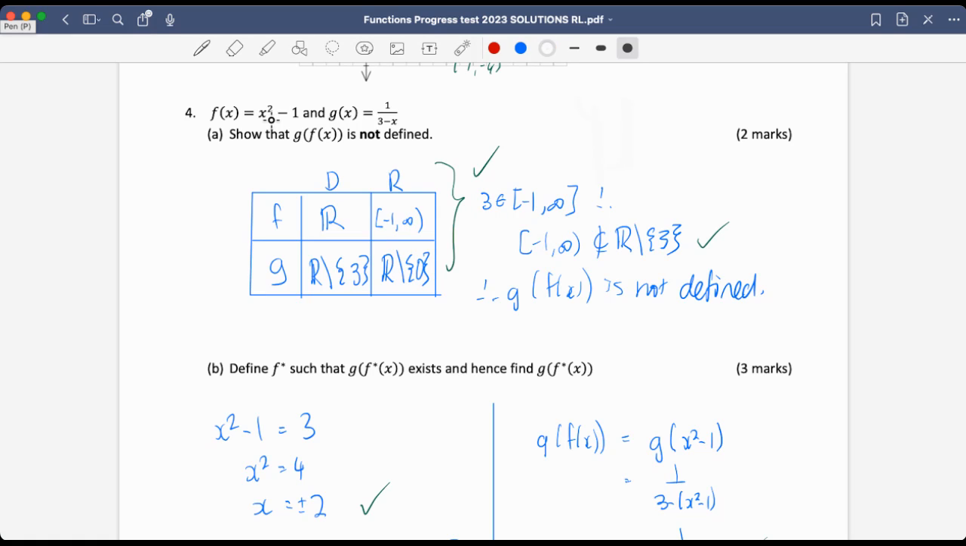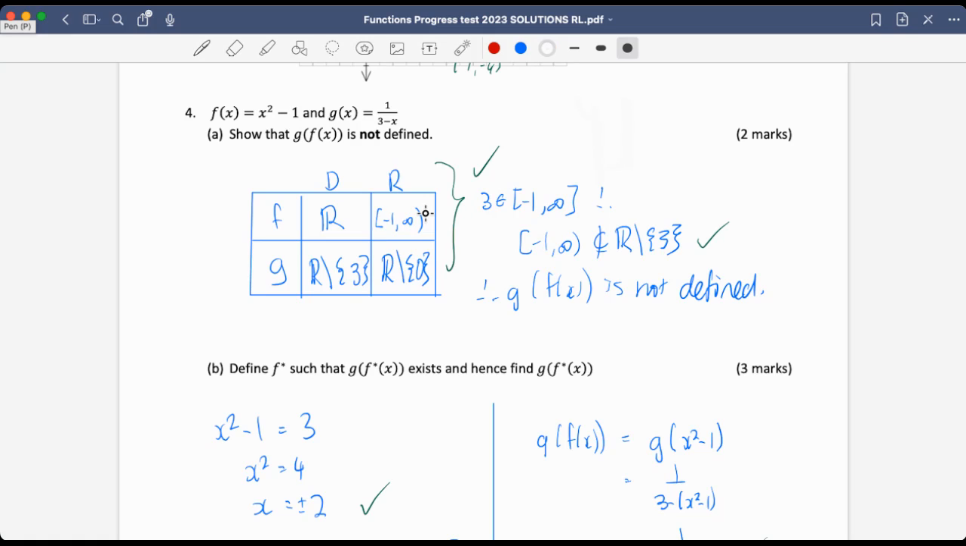So how do you work out the restricted domain so that g of f of x exists? Well, we know why it doesn't exist. It doesn't exist because it's not a subset. So you've got to make the domain of f of x the right values so that it outputs something that works for g of x. Okay? So the only value that g of x can't take on is 3. Everything else is fine.